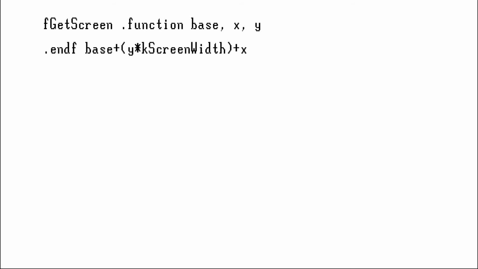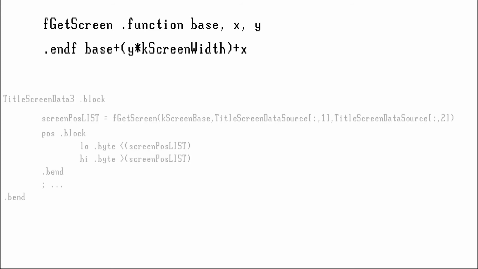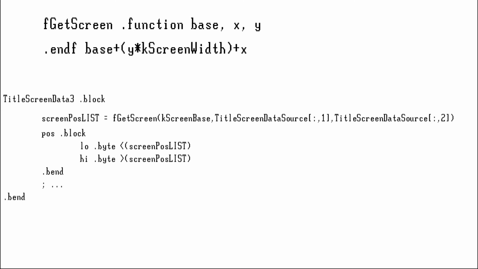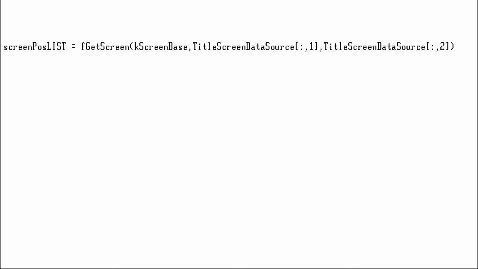Now how do we use it? Our list is equal to fgetScreen, open bracket, the base we want, all the X's, and then all the Y's, close bracket, just like you would call any function in a high-level language. But we pass in all X's and Y's. How does it work?